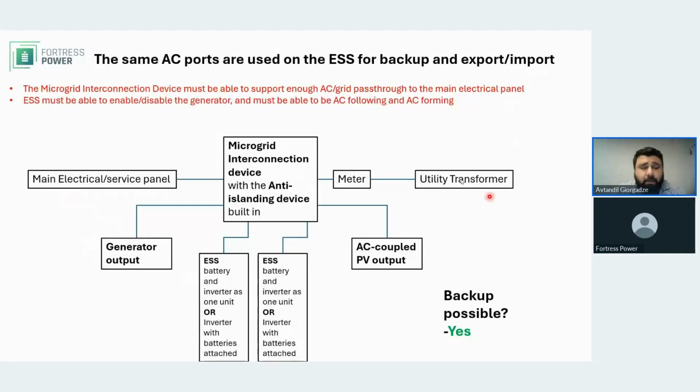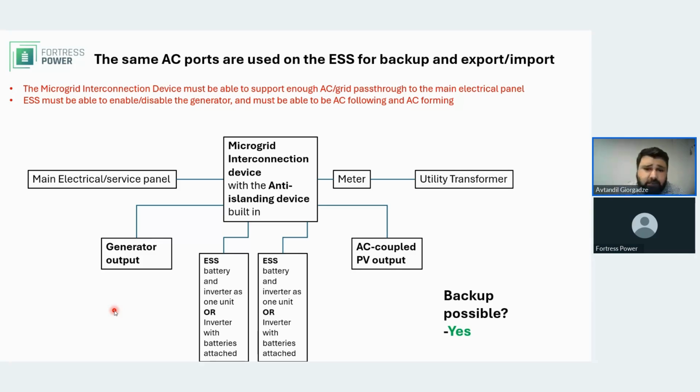Next, what if we want multiple devices? What if we want to have also the generator interconnected and we want to have AC coupled PV? Well, in this case, some manufacturers introduce something that you would call a microgrid interconnection device. And in such cases, the microgrid interconnection device can have an anti-islanding device built in, or an anti-islanding device installed as a meter collar or somewhere upstream of the microgrid interconnection device.